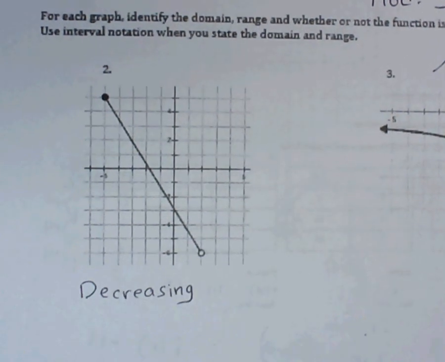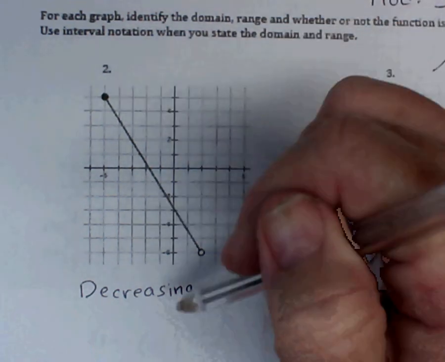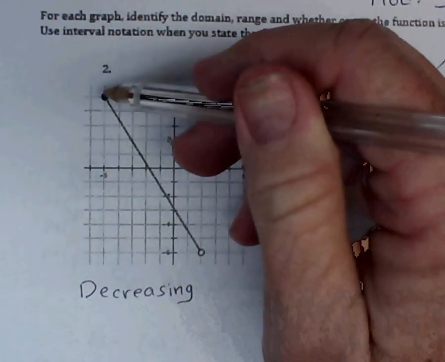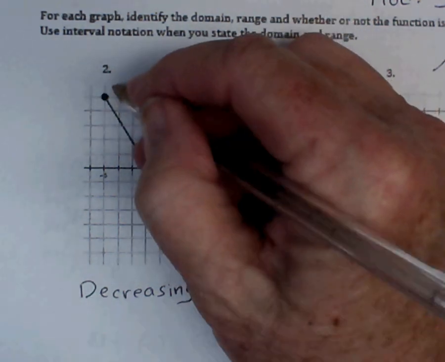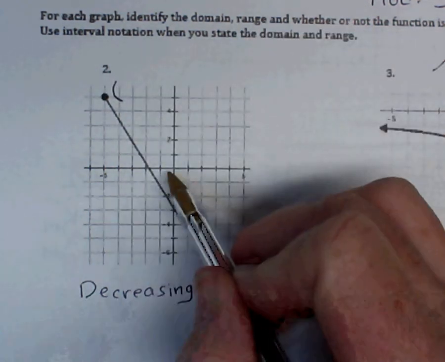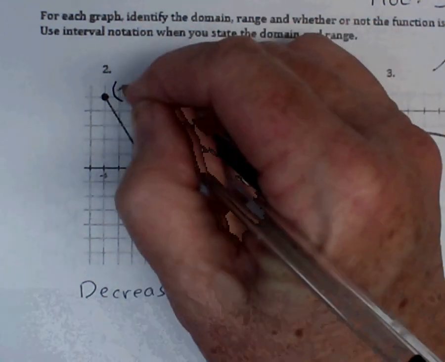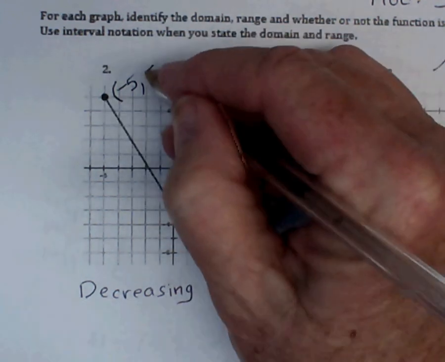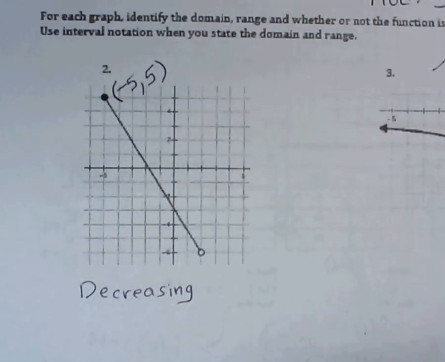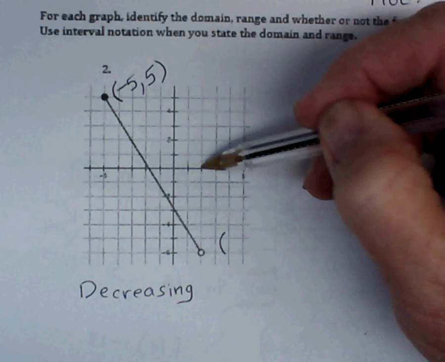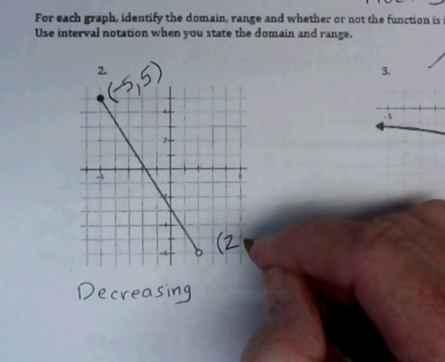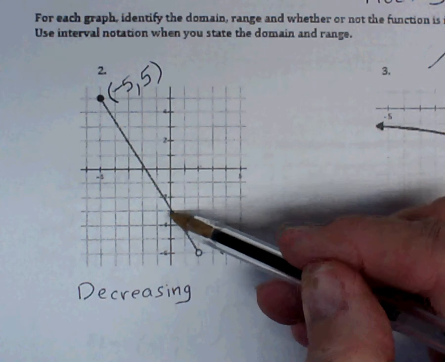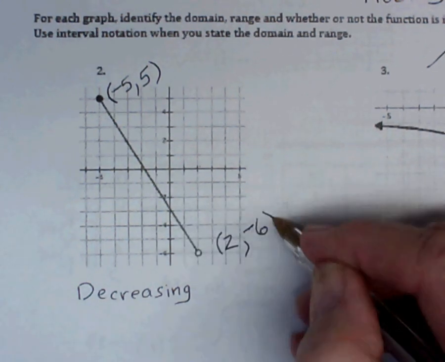I'm going to identify some points. And think about when you're doing the test, if you identify the points, even if you mess up later, you'll get more partial credit if you identify the point. So if you see a point, identify it. This is 1, 2, 3, 4, 5. Negative 5 is the x value, and 1, 2, 3, 4, 5. Positive 5 is the y value. And this point here, positive 2 is the x value, and 1, 2, 3, 4, 5, 6. Negative 6 is the y value.